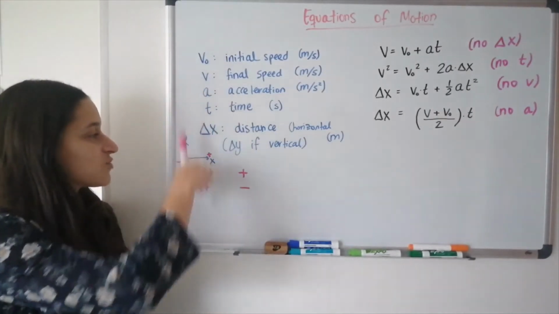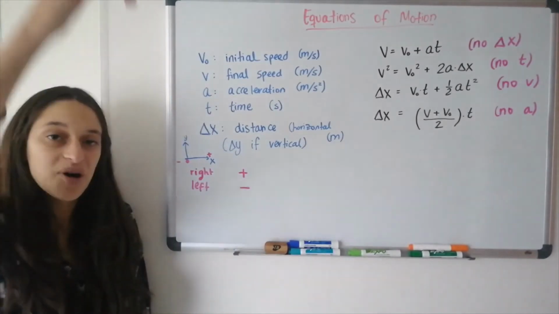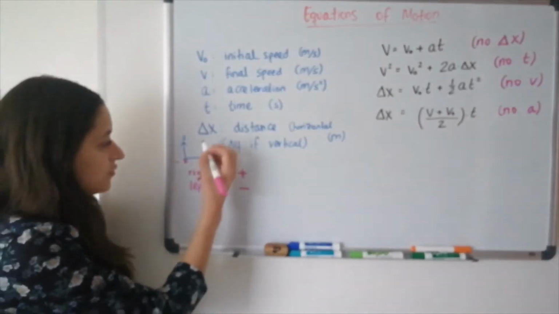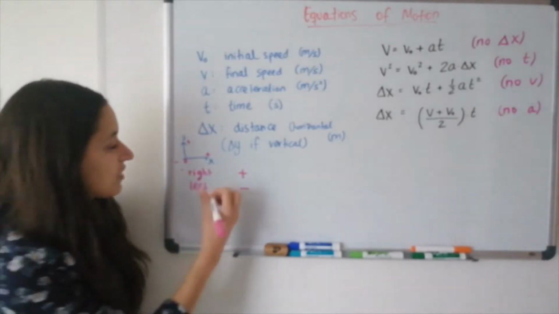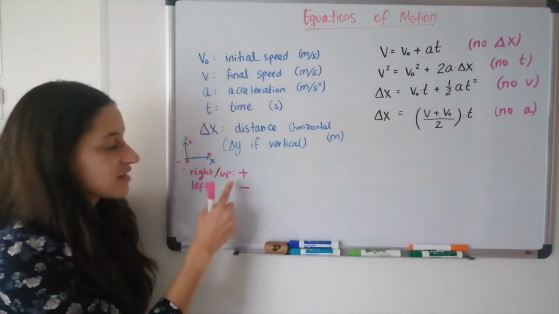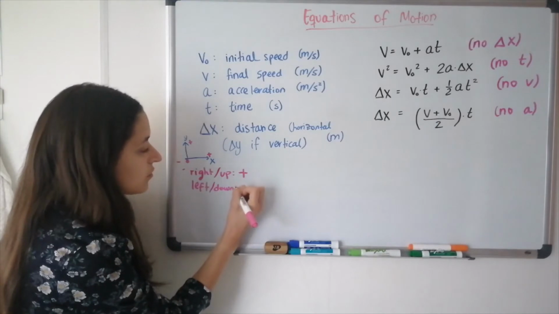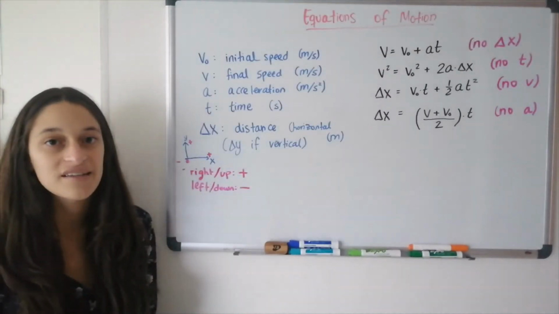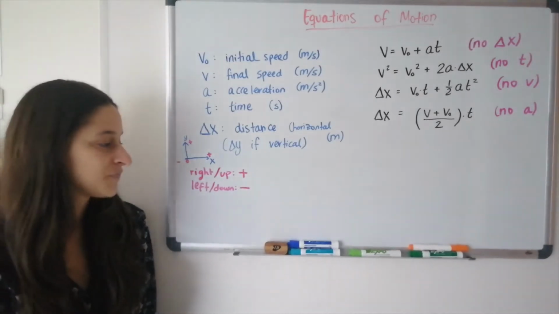And the same thing happens with the y-axis. If it's a vertical problem, up is positive. Because of the graph, y is positive upwards and negative downwards. So if it's right or up, we're going to say it's positive. If it's left or down, we're going to say it's negative. So that is the notation that we're going to use from now on when we're solving problems.